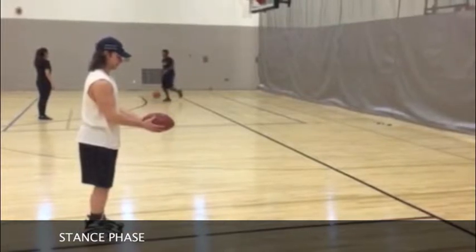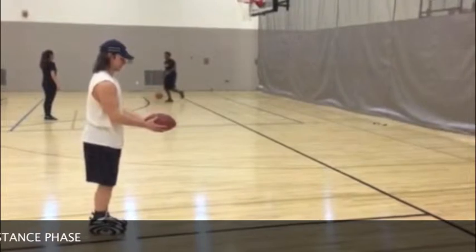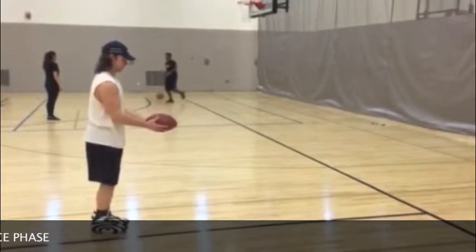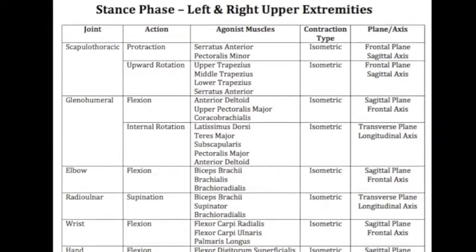Left and right lower extremities are also symmetrical during the stance phase. At the pelvic girdle, there is anterior tilt. The agonist muscles include the tensor fascia lata, rectus femoris, iliopsoas, quadratus lumborum, and the erector spinae.